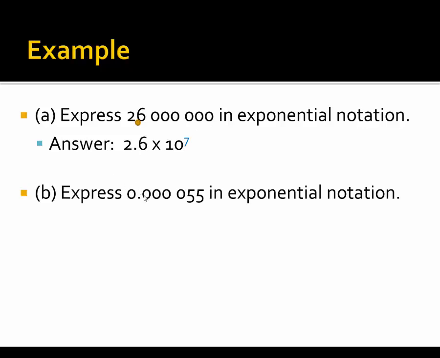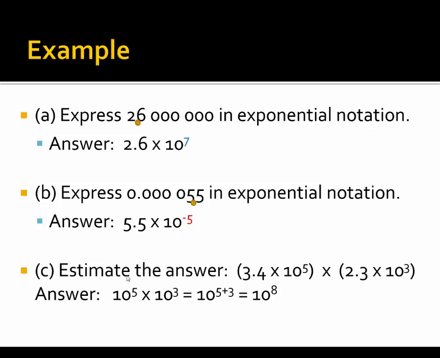Another example, express 0.00055 in exponential notation. One more time, let's make this a number between 1 and 10. The way to do that is we're going to take this decimal and move it between the 5 and the 5. So now it is a number between 1 and 10, 5.5. From this location, how many places do I need to move this decimal to get my original number of 0.00055 back? Well, we've got to move it 1, 2, 3, 4, 5 places to the left. So that means that it's 5.5 times 10 to the negative 5, since we've got to move it back to get our original number.